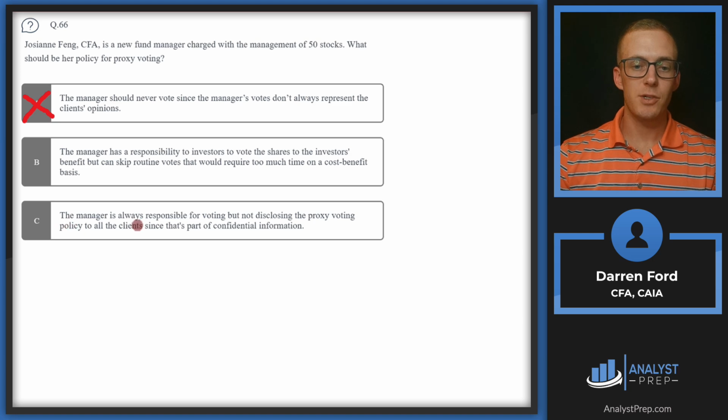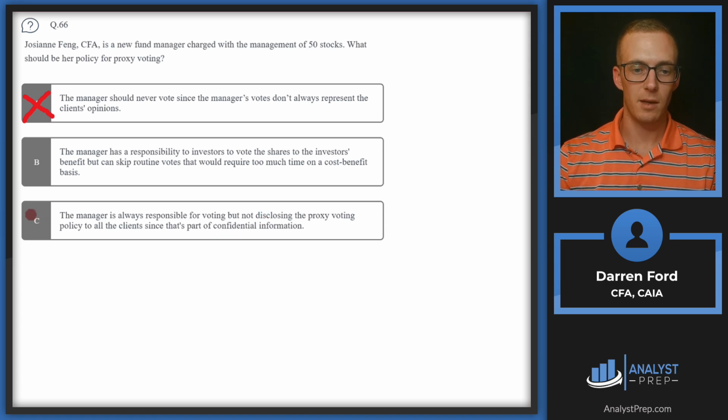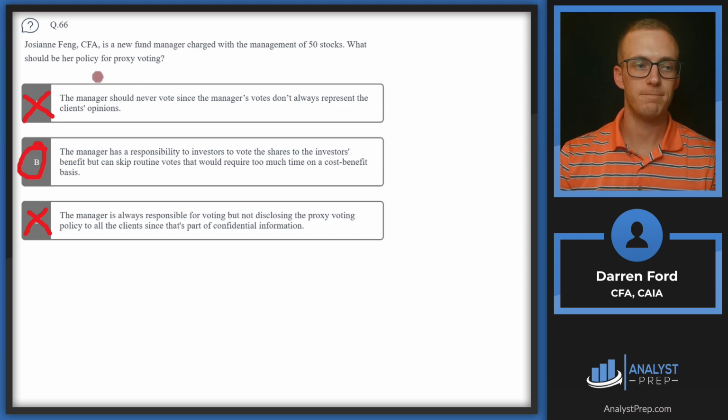C, the manager is always responsible for voting, but not disclosing the proxy voting policy to all clients, since that's part of confidential information. That's not going to be correct either. We need to disclose our voting policy to clients. So we'll go with B.